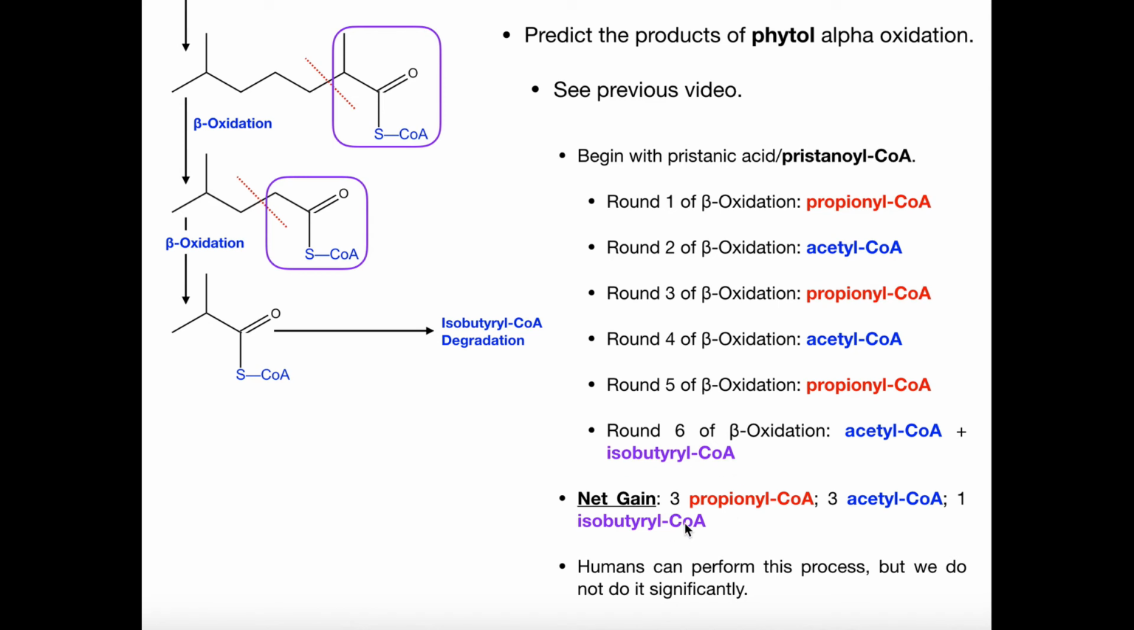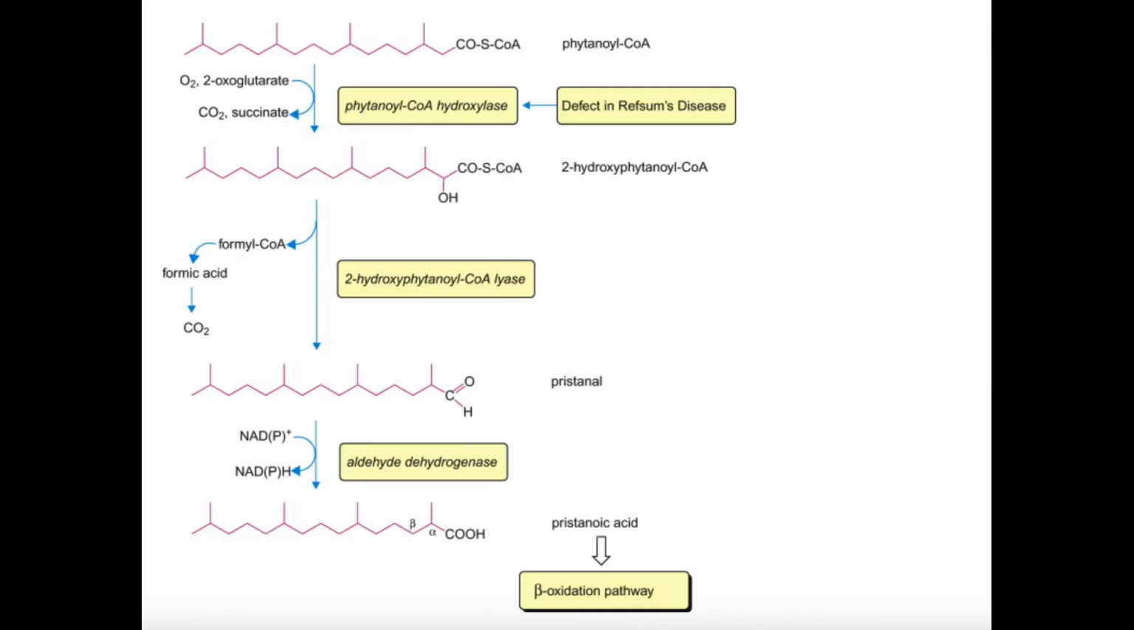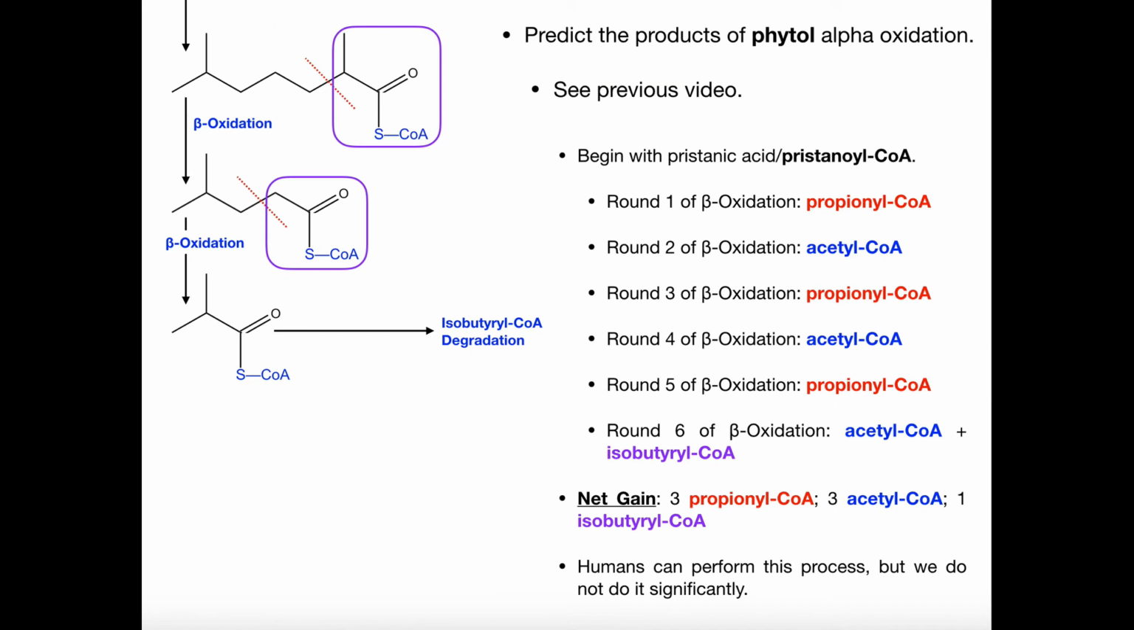So this right here is our net gain from 6 rounds of beta oxidation on Pristanoyl-CoA, which of course was derived from chlorophyll and subsequent alpha oxidation. Okay, so hopefully that makes sense.